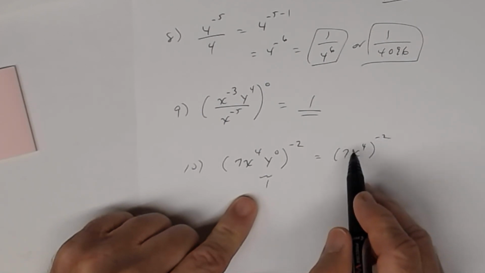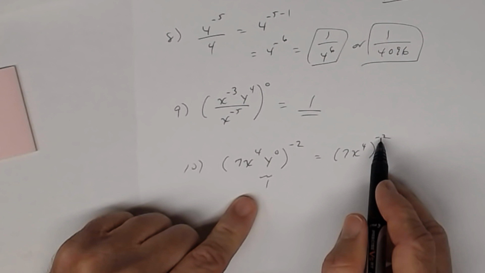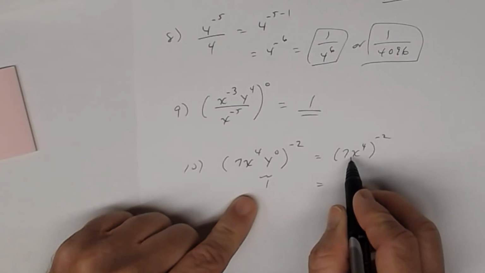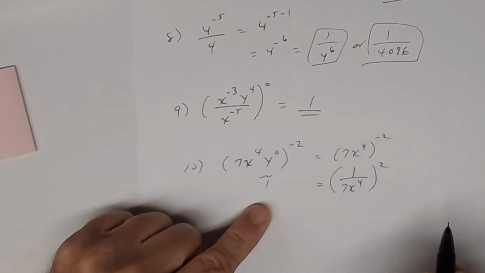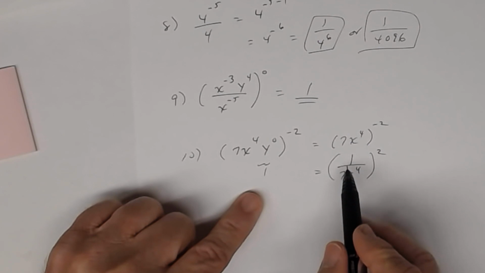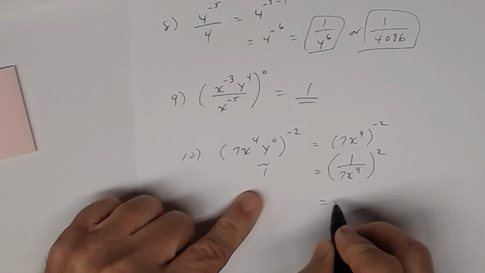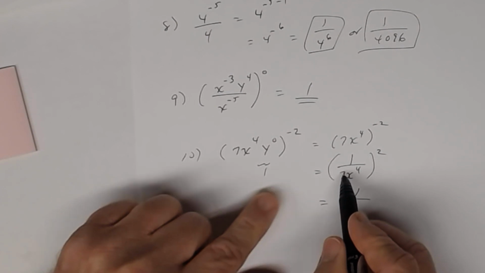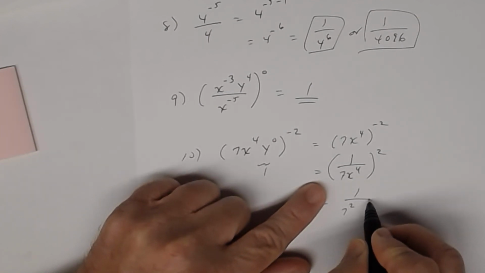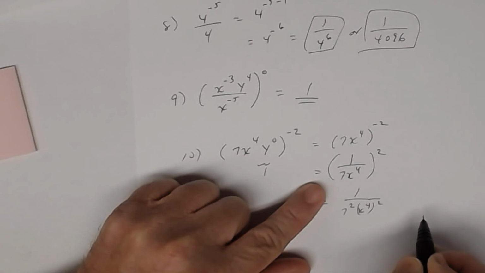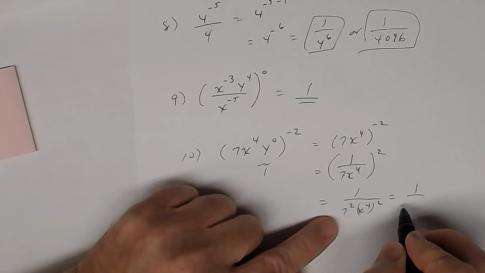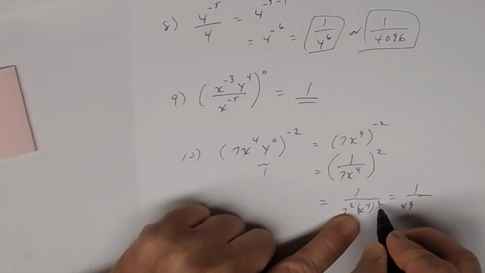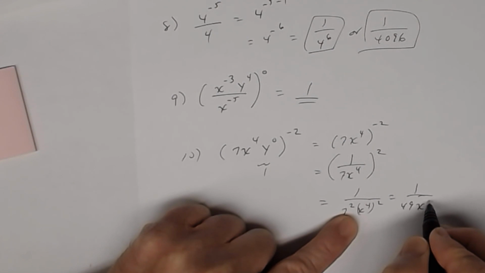I have this base being raised to a negative power, so I'm going to make this power positive by taking the reciprocal of that base. So 1 divided by 7x to the 4th, all raised to the second power, just like that. And then 1 to the second is 1. And then 7 squared, just rewrite if you have to, and then x to the 4th squared. So this to the second, this to the second. So that's 1 divided by 7 squared, which is 49. And then x to the 4th squared, 4 times 2 is 8. So in the denominator, you get 49x to the 8th.